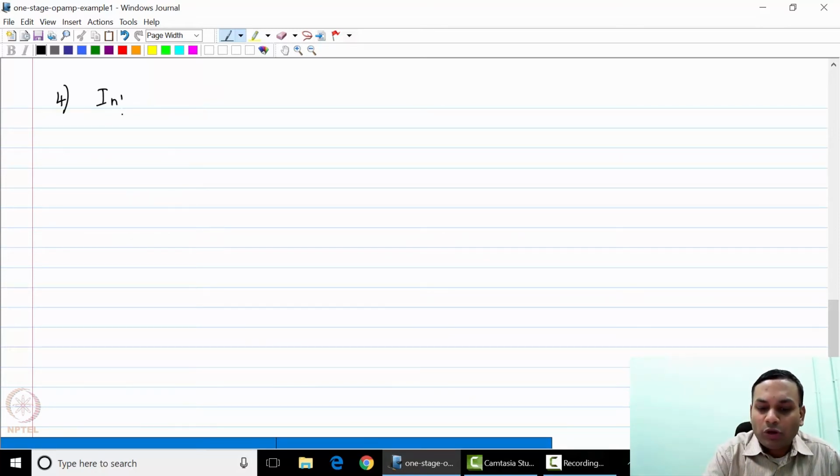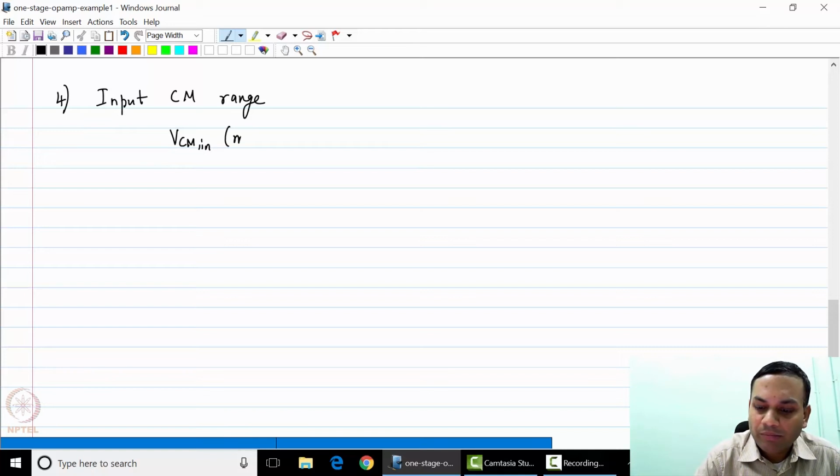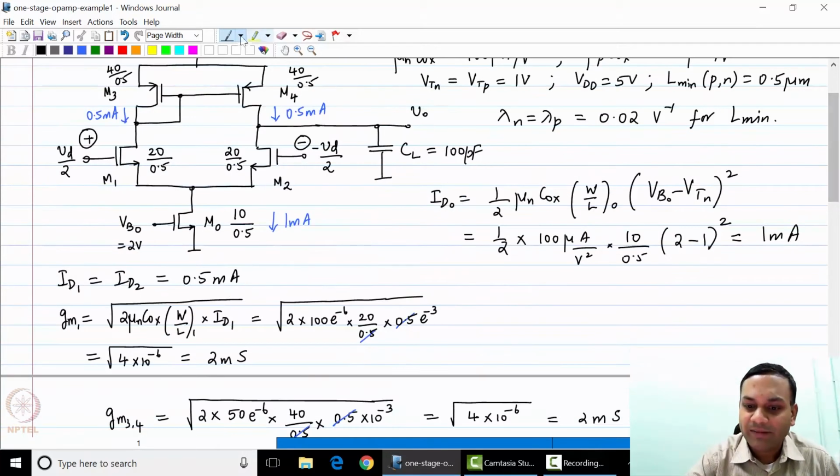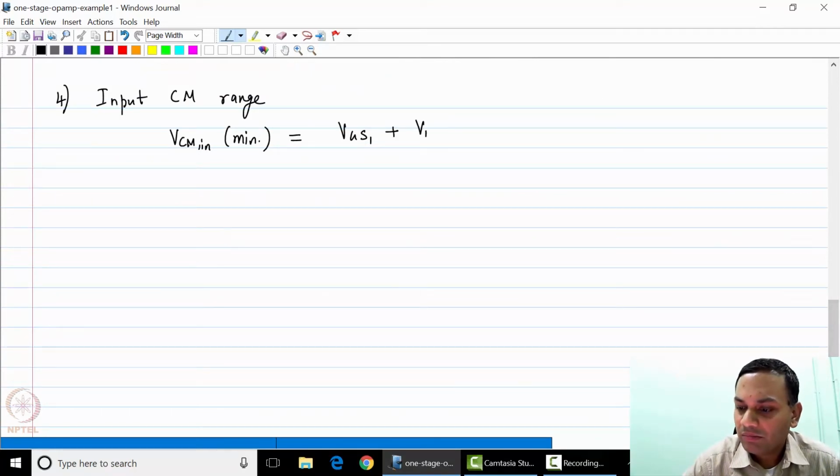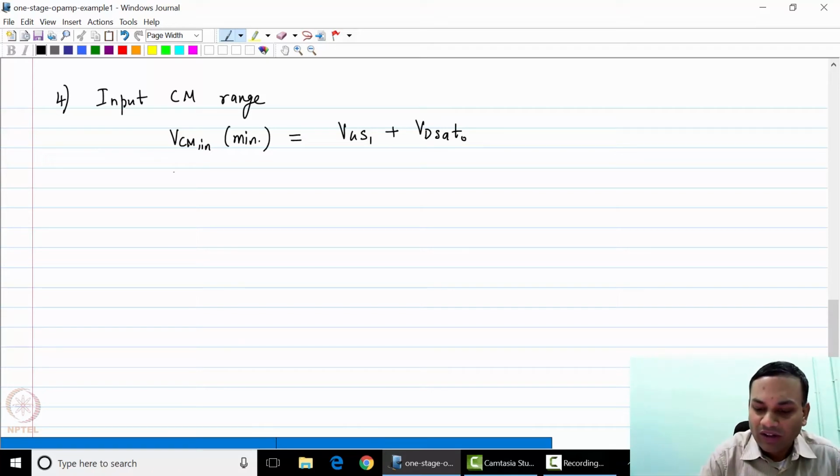Next, we will write down the input common mode range. So the minimum value of the input common mode is nothing but VGS1. Quick reminder: as you keep decreasing the input common mode, M1 continues to have VGS1 across its gate source, and the same with M2, and the voltage at the common source node keeps falling, and finally M0 is at the edge of triode, and therefore the input common mode level at that point should be VGS1 plus VDSAT 0.